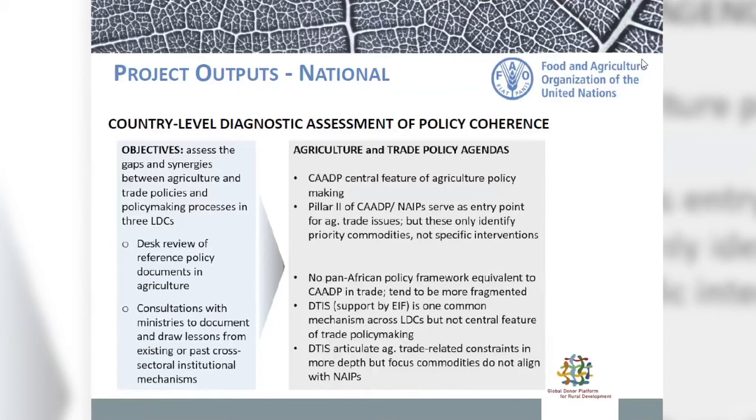On the trade side, in stark contrast to agriculture, we found that there is currently no Pan-African policy framework that guides trade policy making in the different countries. So what you find is that in each individual country, trade policy making tends to be a bit more fragmented. You have a national export strategy, a national industrial policy and trade policy, and then you might even have a commodity specific strategy, but there's no clear commonality across the countries that emerged. And maybe this will change with the Continental Free Trade Area. But at the moment, or at least when the study was done, this came out as a strong finding.